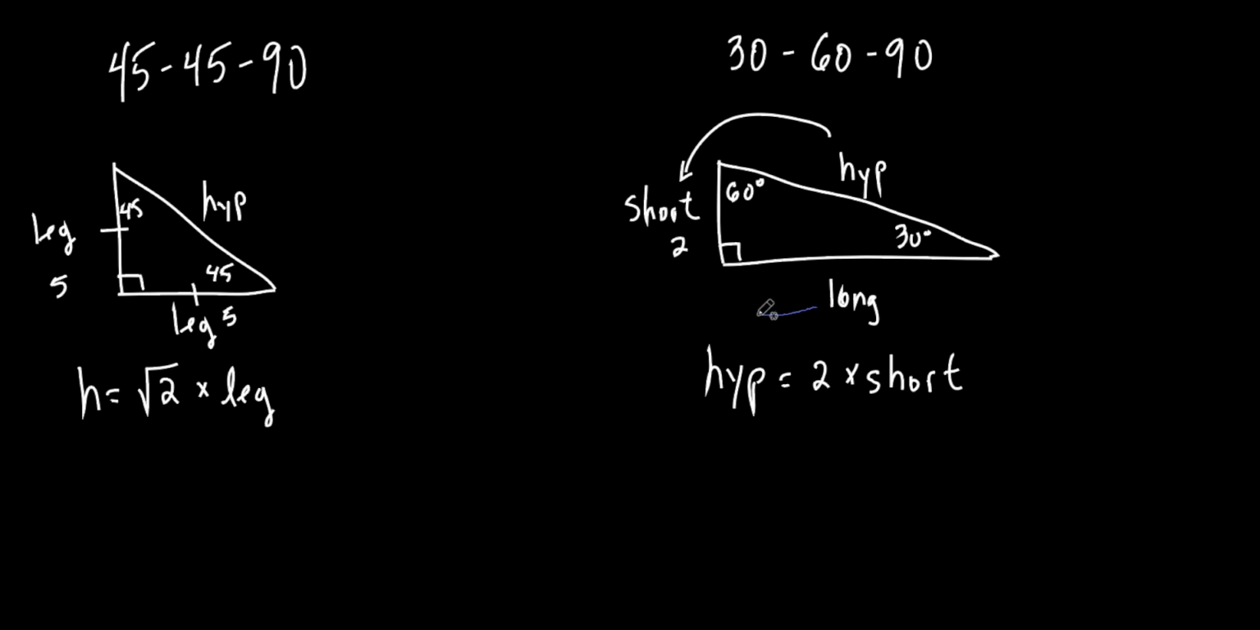Now there's also a relationship between the long leg and the short leg. So the long leg is equal to the square root of 3 times the short leg. Now, understand, I don't know if too many teachers say this, but 2 is the same thing as the square root of 4, isn't it? Square root of 3 is just a little bit smaller than the square root of 4. So that's kind of how you can remember the square root of 3, because the long leg is just a little bit smaller than the hypotenuse.